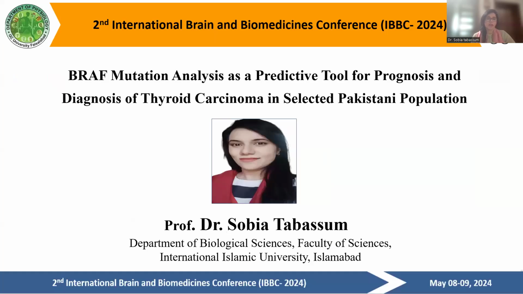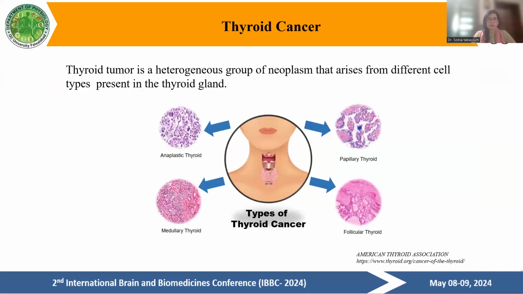Well, the topic of my presentation is BRAF mutation analysis as a predictive tool for prognosis and diagnosis of thyroid carcinoma in selected Pakistani population. Before discussing the details of this mutation, I just want to go through the introduction of thyroid cancer, what actually it is. Thyroid tumor is a heterogeneous group of neoplasm that arises from different types of cancer cells present in the thyroid gland, which looks like a butterfly in its shape.